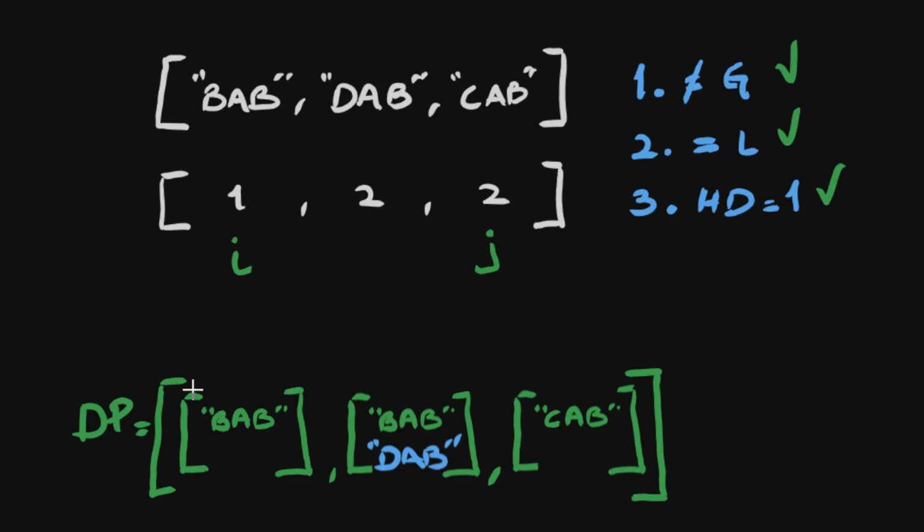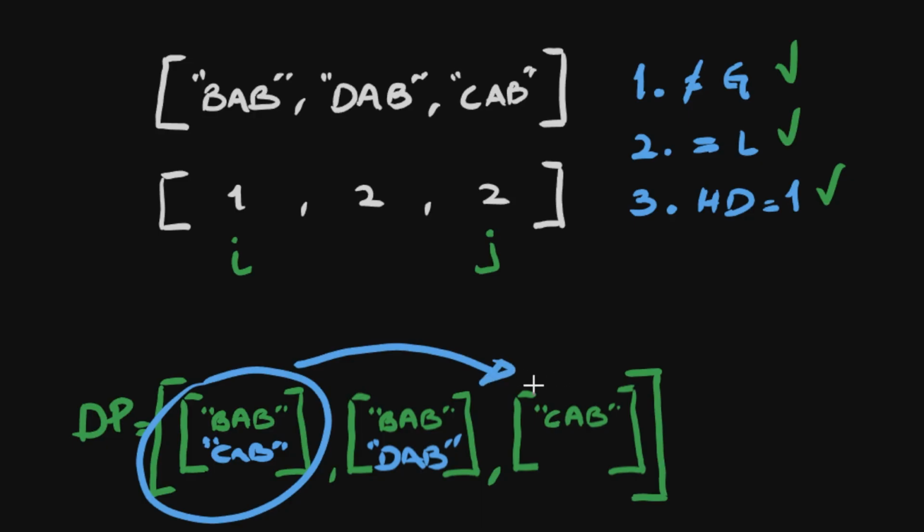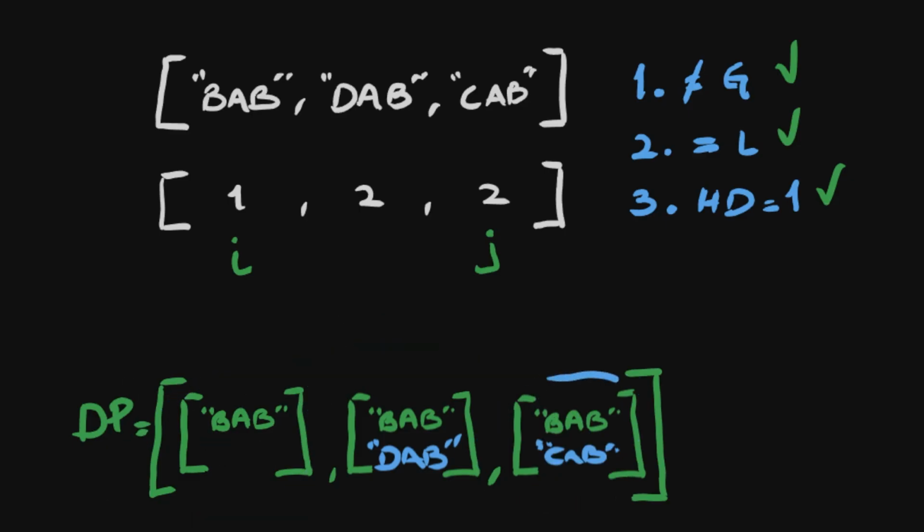And next we are checking if this array with this string has a length greater than this array. So if we add here CAB, this has a length of 2, and 2 is bigger than a length of 1. So in this case we replace this with this. So now this is dp at j, and we update i one step to the right.